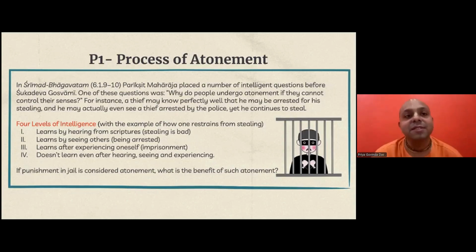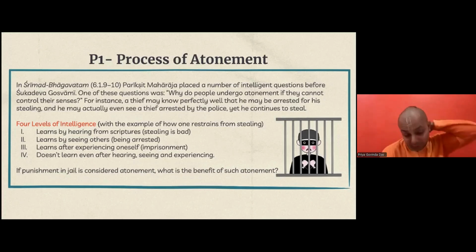Correct. So this is an intelligent question asked by Parikshit Maharaj in the 6th canto of Srimad Bhagavatam to Sukadeva Goswami: there are so many ways of prayashchit or atonement given in the scriptures, but actually one atones and again commits sins. He doesn't understand. Then what is the use of such atonement?